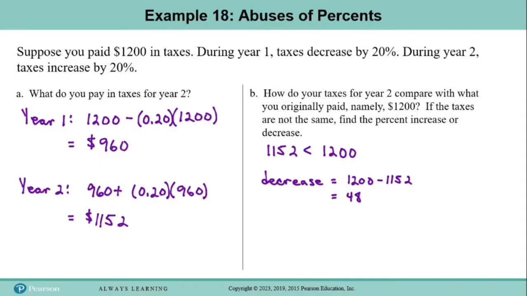And then when we find our percent decrease, we always compare to the original number. Well, the original number was $1,200. So the total percent decrease is the $48 decrease divided by 1,200, and that is 0.04. And when we convert that to percent, that gives us a 4% overall decrease in our taxes.